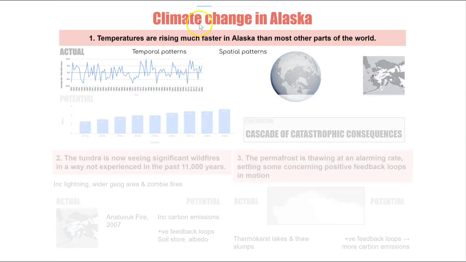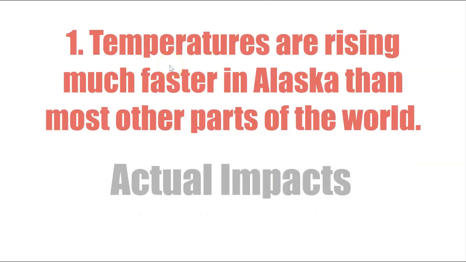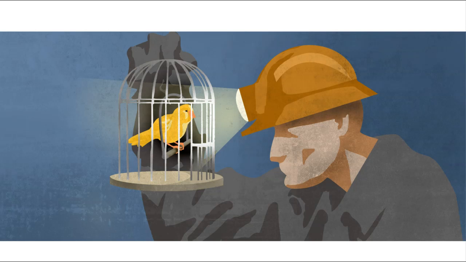Okay, so statement number one, temperatures are rising much faster in Alaska than in most other parts of the world. Let's take a look at some evidence here to help to explore that. What, in other words, are the actual impacts? What has already happened here? So if you come across climate change skeptics, you don't even need just to be looking at what's potentially going to happen in the future, although we will look at that. We can start off with what has actually happened. Is Alaska getting warmer? Well, let's take a look.